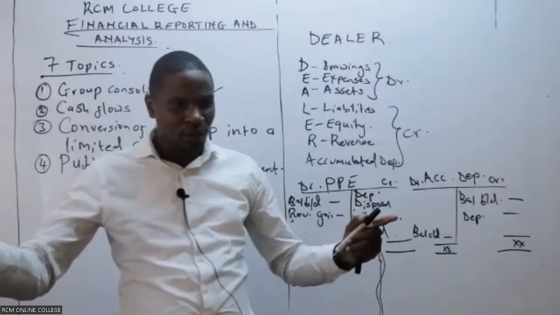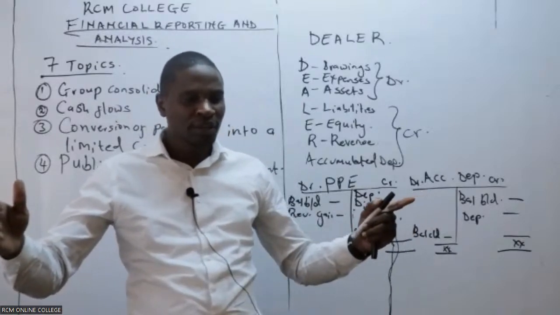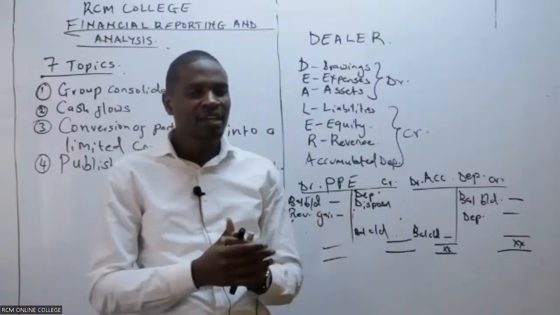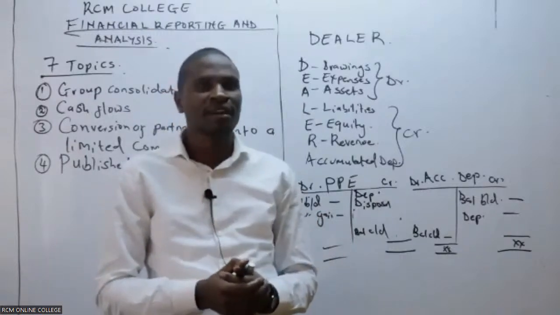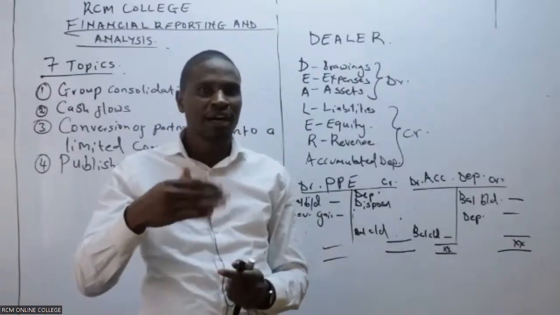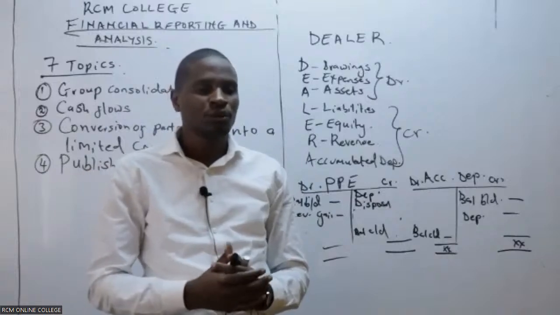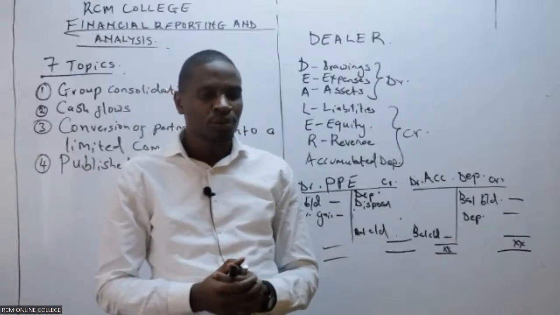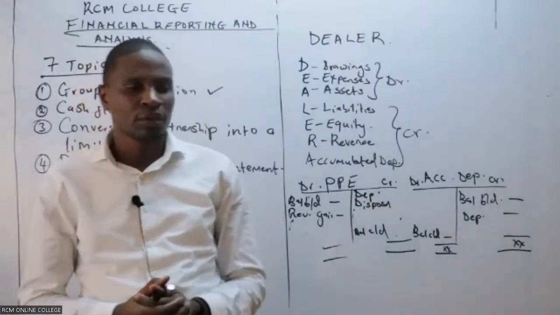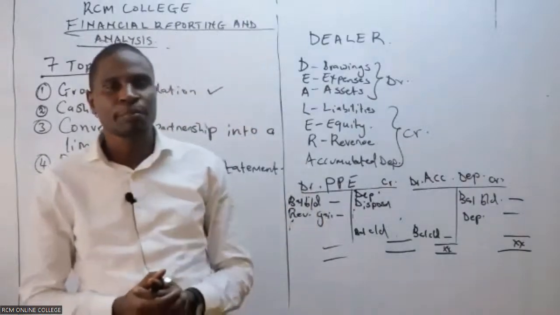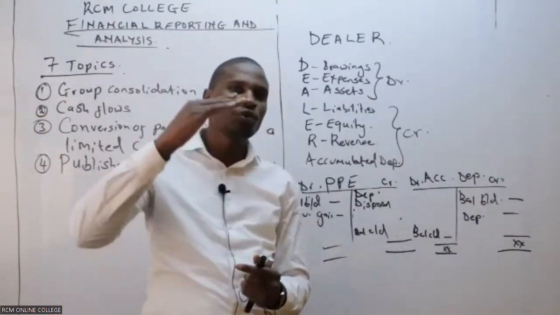Fair value of NCI at fair value. So if the question has NCI at fair value, you use what? You use the full goodwill method. If it does not have, you use the partial goodwill method. And I know you know the procedure.